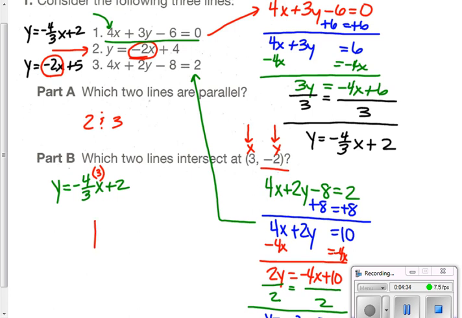So equation 1 would be an option, and I will let you know that you actually need to put it into equation 2 as well. So I put in 3 for x right up here. I have -2 times 3 is -6. -6 plus 4 is -2, so it checks out. So 1 and 2 would intersect at that given point.